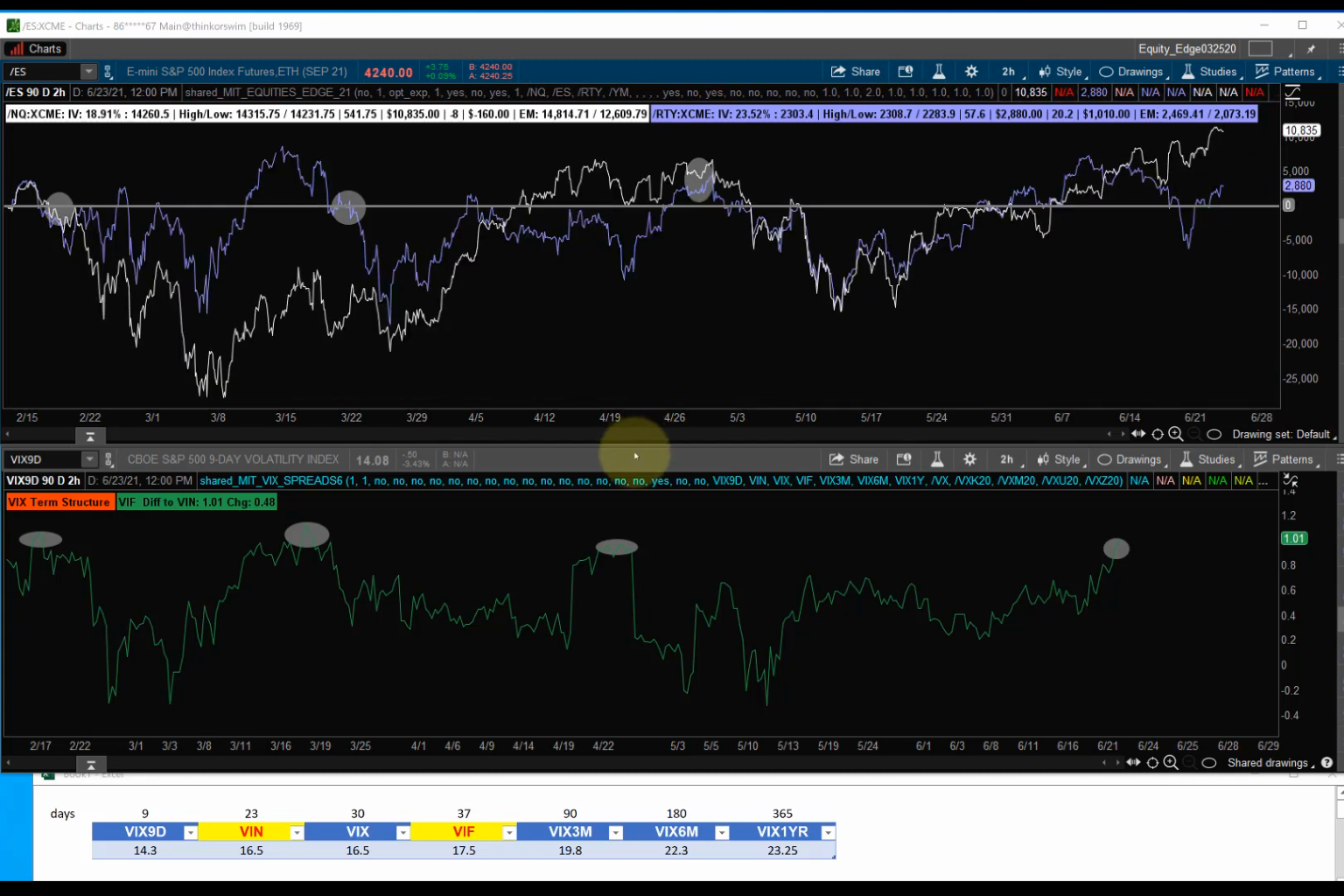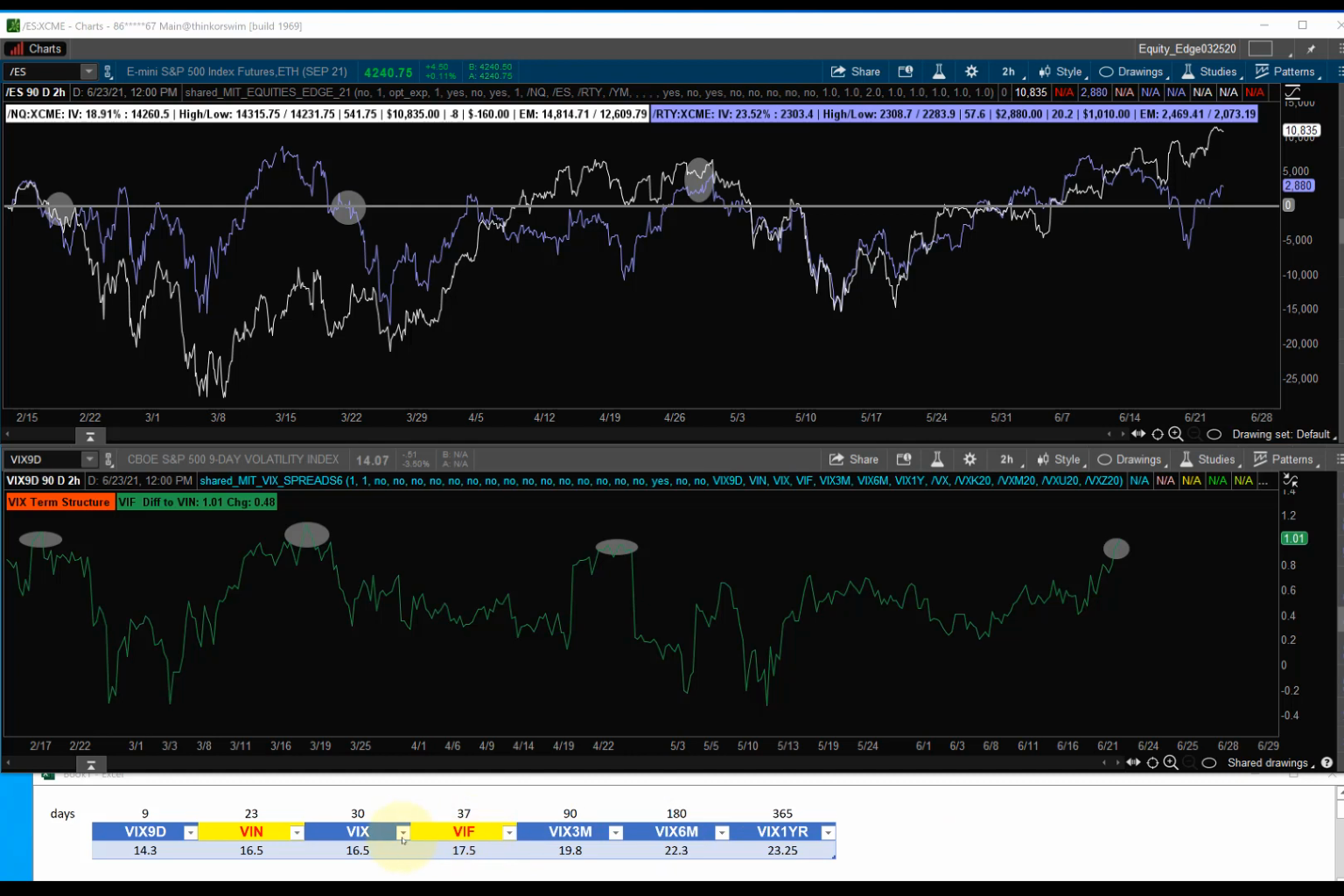Down here is what we call VIX Term Structure. People follow VIX for their risk. When VIX spikes, the market goes down. When the volatility index goes lower, there's less uncertainty in the market. The overall market's going to trade higher.